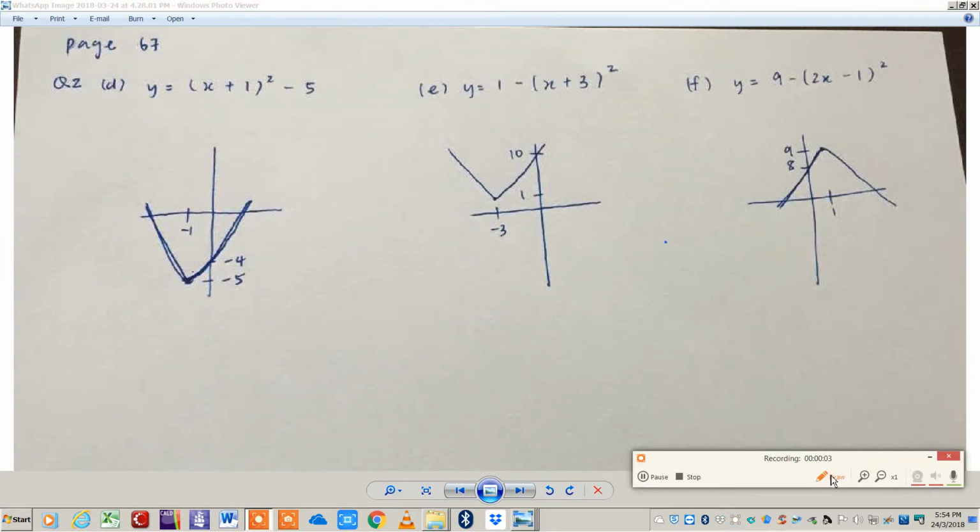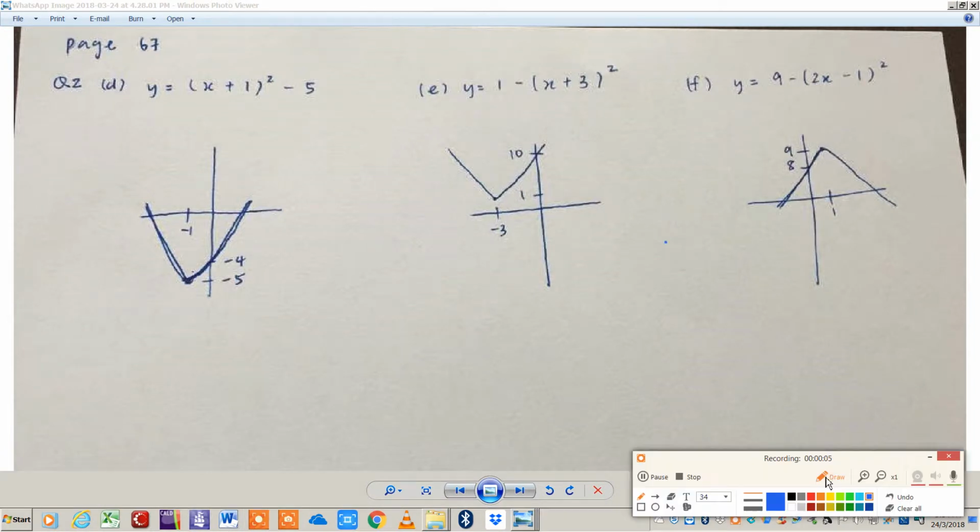Okay. Now, we're going to look at this workout. Okay. First of all, this is a quadratic function. You have to check whether it is already in a completing square format. Okay. Now, what is a completing square format?